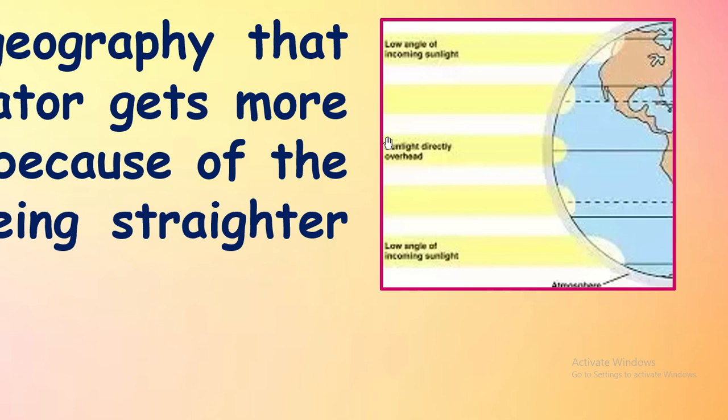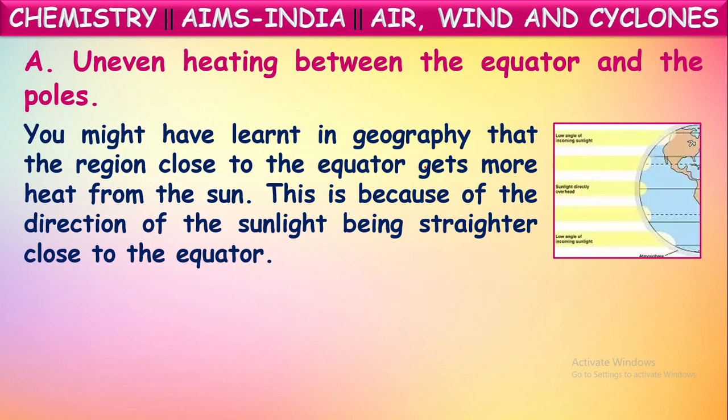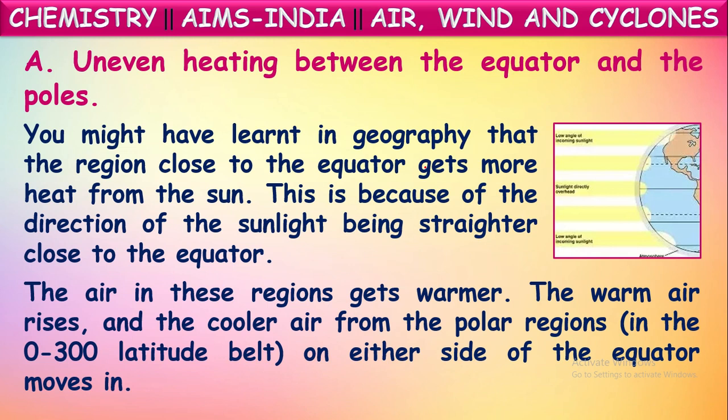Suppose the sun is here. The sunlight will go in a slant position to the poles, but at the equator, it falls directly. So it becomes warmer than the polar regions. The air in these regions gets warmer because of this. The warm air rises up, and the air in the polar regions is somewhat cooler than the air in the equator region.